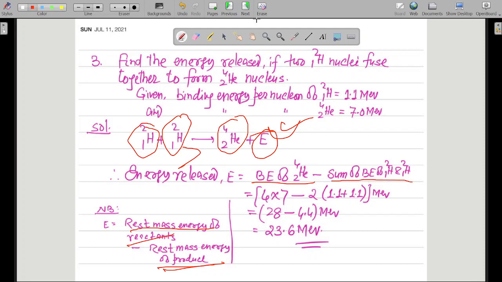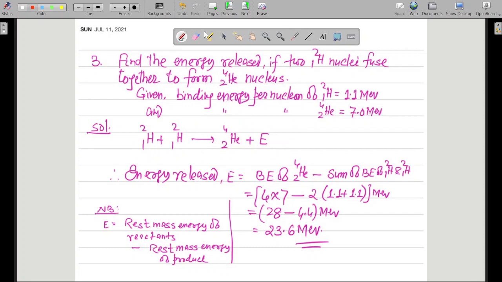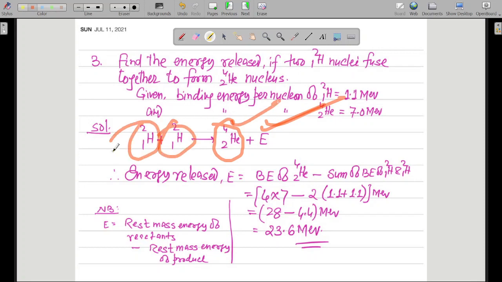Why? Because in case of binding energy, the higher the stability, the higher the binding energy, and this will be more stable because energy is released in this process. So binding energy of He24 will be higher than these two. That's why it is binding energy of product minus reactant, and when we take the rest mass energy, it is reactant minus product. This thing you must remember.